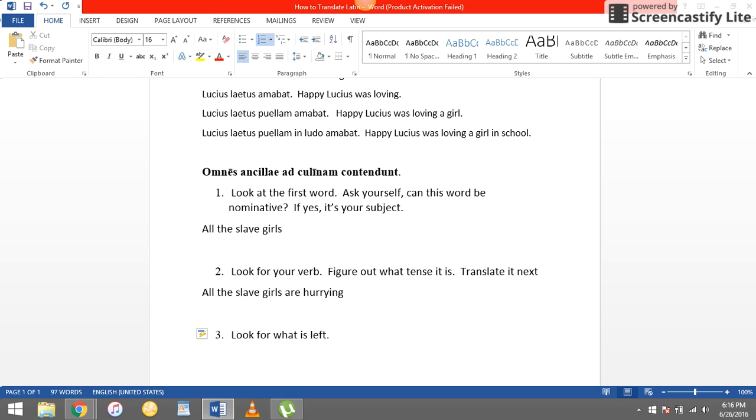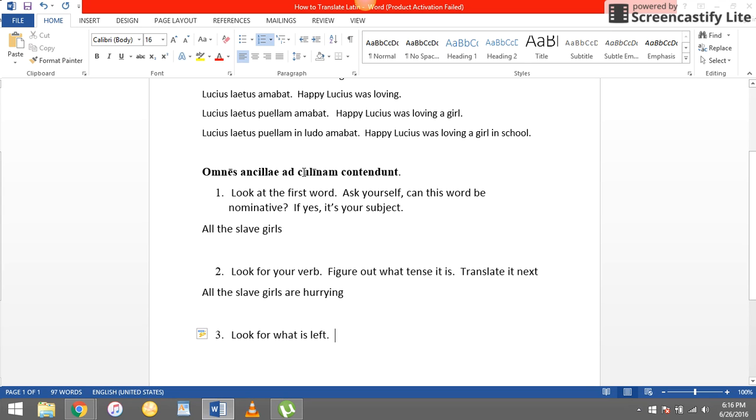Now, what's left could be anything, but we have ad, which is a preposition, as you should know, and we have the word culinam. Now, in order to have a prepositional phrase, you have to have a preposition and a word that comes after it. Prepositional phrases are cool because you can just translate the preposition as what it means and then translate the word that comes after it. You only have to look at if the word is singular or plural.